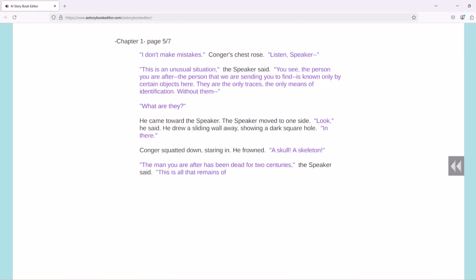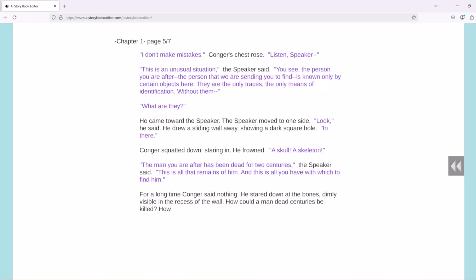This is all that remains of him, and this is all you have with which to find him. For a long time, Conger said nothing. He stared down at the bones, dimly visible in the recess of the wall. How could a man dead centuries be killed? How could he be stalked, brought down?